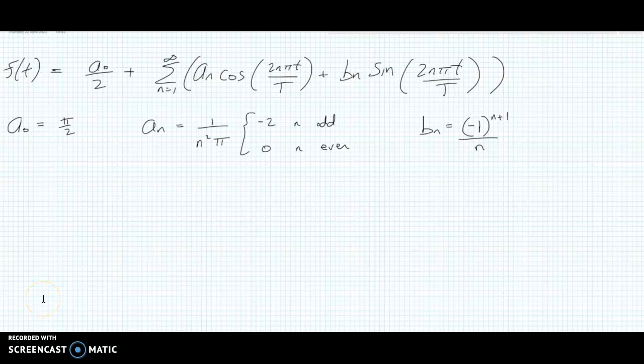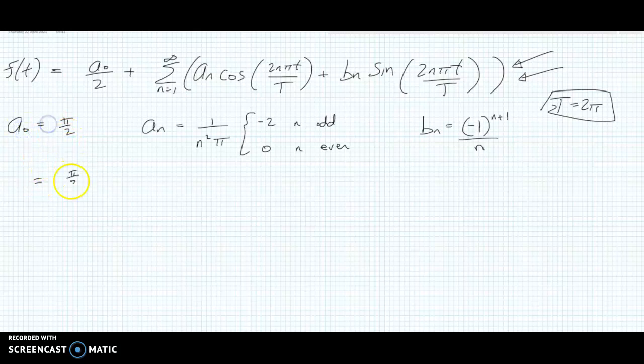Now we're ready to sub in A0, AN and BN into the overarching formula, the mothership formula from Fourier series in the back of the exam paper. And this is the big formula. Now remember, our period is 2 pi as well. T equals 2 pi. So we can sub in a few bits here first.